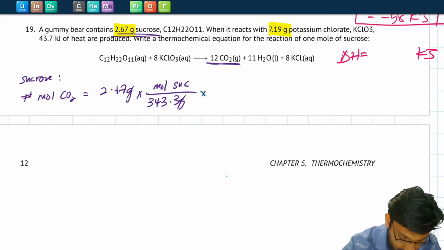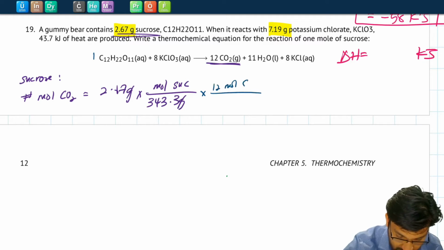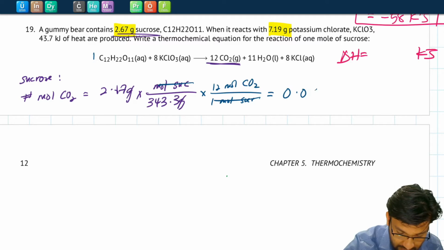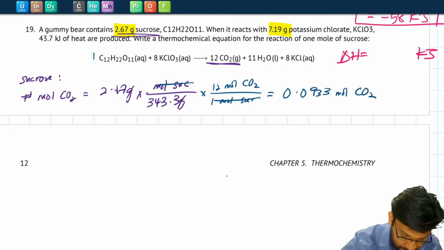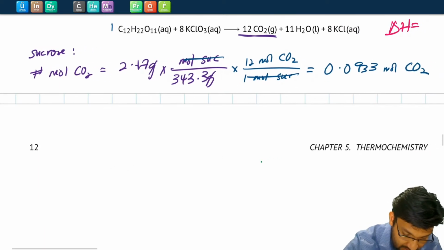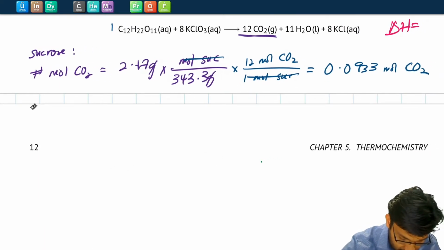And then we use mole ratios. For every 1 mole of sucrose, there are 12 moles of carbon dioxide, so 12 moles of CO2 for 1 mole of sucrose. And so this will give us 0.0933 moles of CO2.